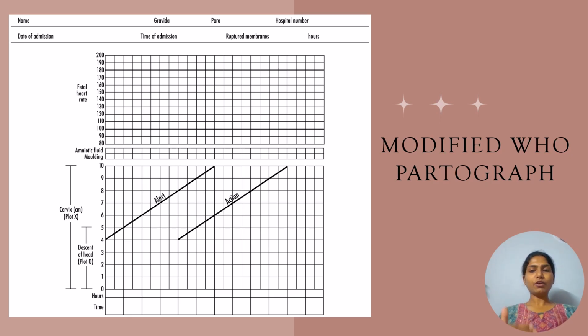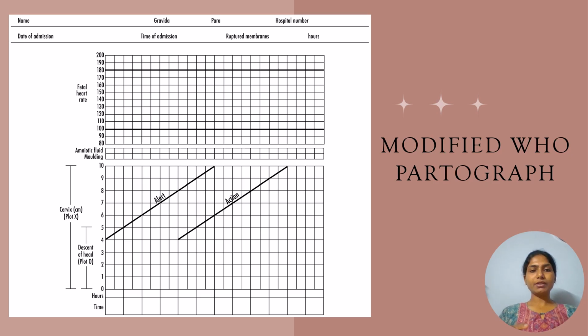What are the different components of the modified WHO partograph? The first section includes the name of the woman, gravida, para, her hospital number, the date of admission, the time of admission to the labor room, and ruptured membranes since how many hours. This forms very important information for documentation and for monitoring.